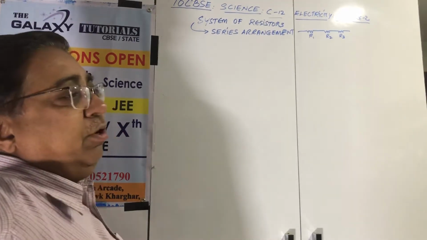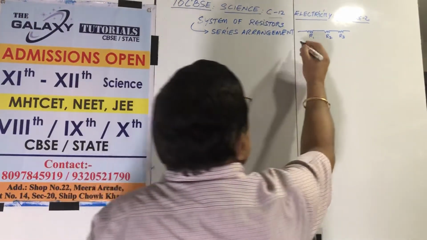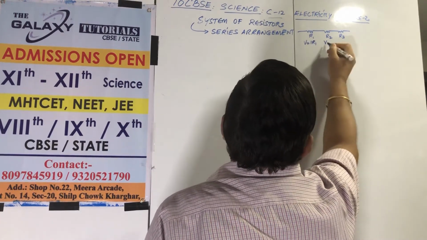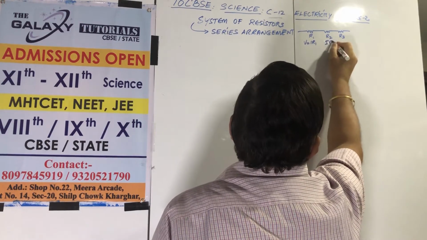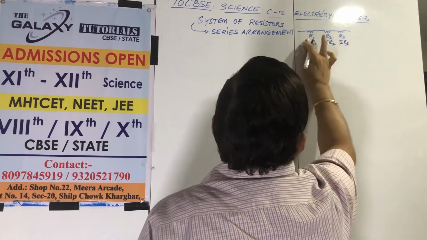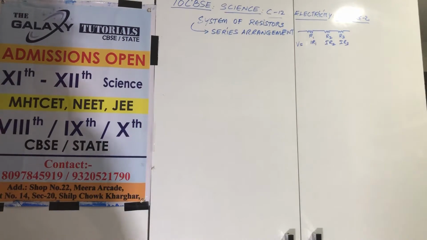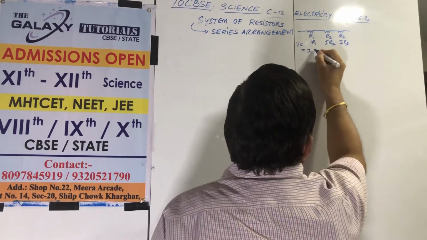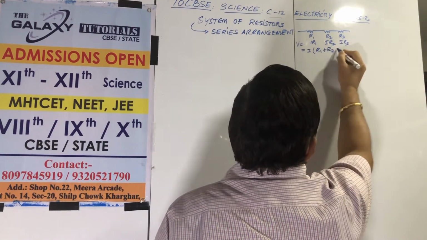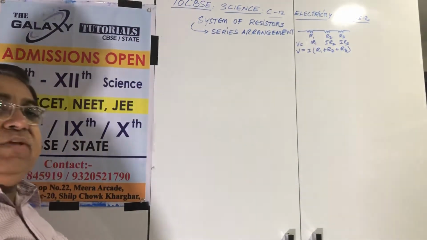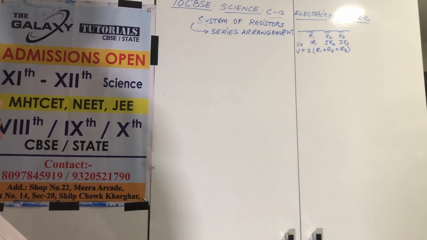In this, the potential difference is distributed across. So I have V is IR1, IR2, IR3. The potential difference V I will write separate. So I have three places where, by Ohm's law, V is equal to IR. If I take I common, I will get R1 plus R2 plus R3. So potential difference is the sum of the resistances multiplied by the current in amperes. This is called series arrangement.